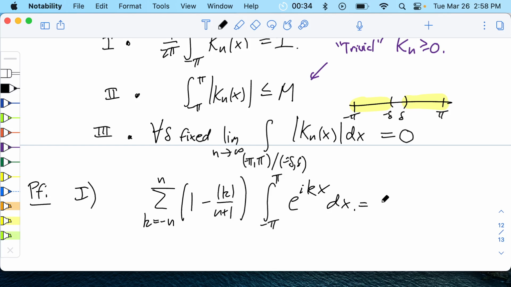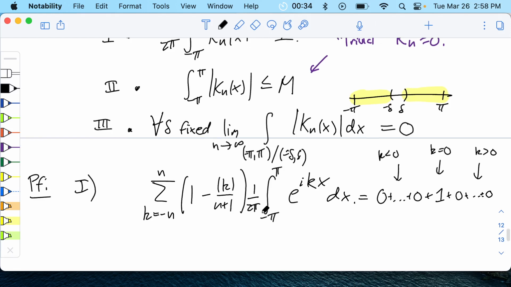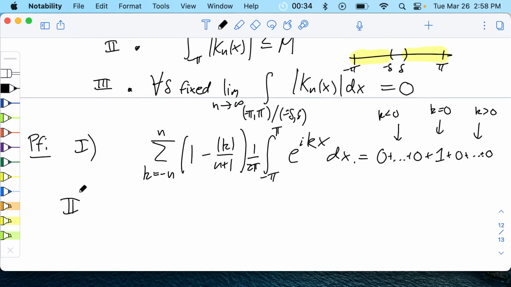So you could write it like this: 0 plus dot dot dot plus 0 plus 1 plus 0 plus dot dot dot plus 0. This is k less than 0. This is k bigger than 0. And the only surviving term is k equals 0, and that coefficient is exactly 1. Oh, let me put a 1 over 2 pi. Right, okay. Then it's totally fine. So because we made it of these simple parts, of course it comes out to 1. That one's not actually a surprise. That's 1. 2, I said it's trivial.